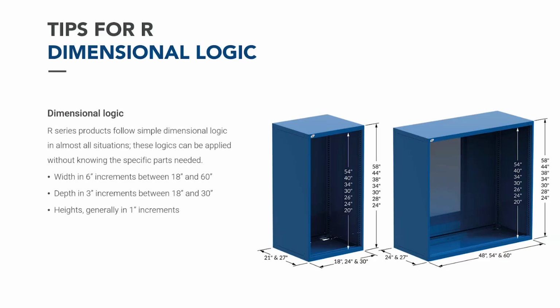Depth in 3 is 18 to 30 inch. Same thing. You can assume it exists or a combination can make it happen. And heights, except for a minimum and maximum height, can be done in 1s. So there's a lot of flexibility there. Now, of course, you can see the image on the right here has defined sizes. This is in our general brochure. Of course, try to stick to those as much as you can. But know that Rousseau has your back with that dimensional logic.